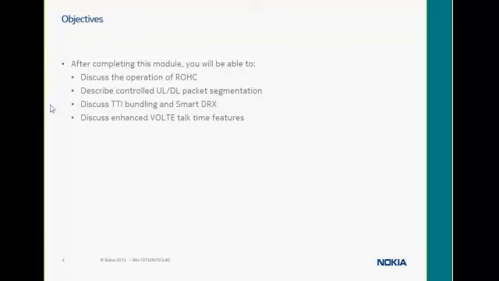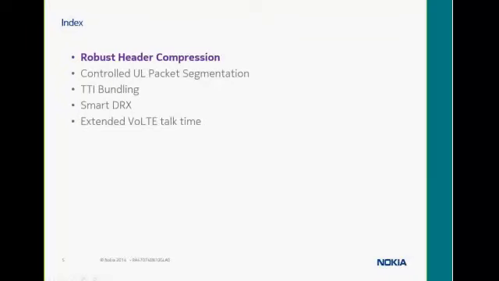We'll look at the smart DRX functionality as well as things that we can do to help improve our Voice over LTE talk time. All right, if we now look into the first feature, robust header compression, the intention of that is mainly to reduce protocol overhead. Why is that so important when dealing with the voice service?